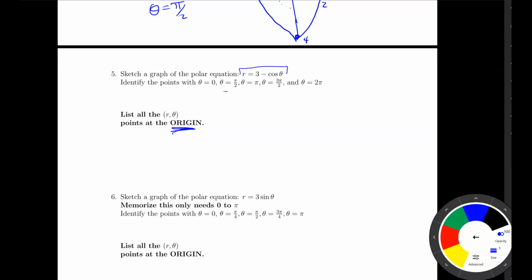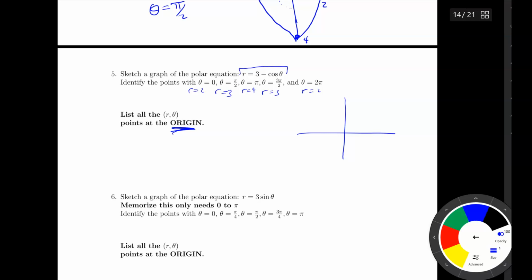So if I plug in angle 0, I get 3 minus 1, so that gives me r equals 2. If I plug in theta is pi over 2, I get 3. If I plug in pi, I get 4. 3 pi over 2, I get 3. And angle 2 pi, I'll get r equals 2. So let's go figure out what this looks like.